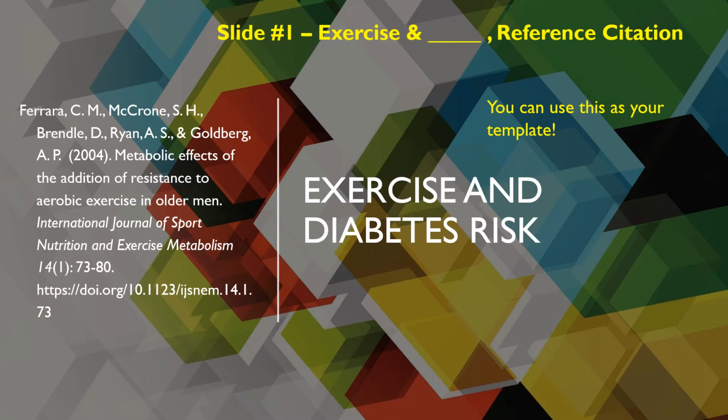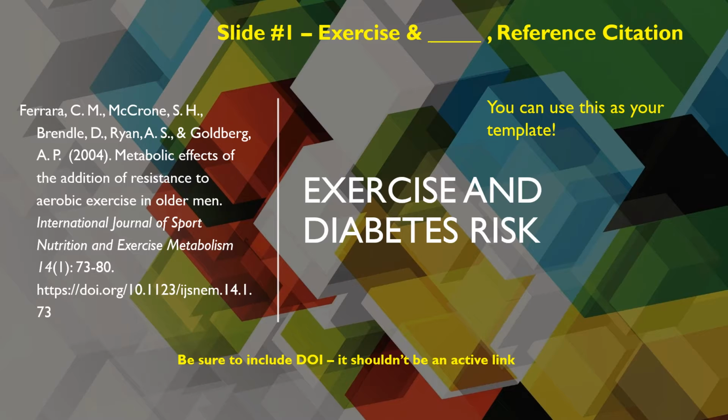So the first thing is slide number 1 is your title slide, and it has your title, which is, this article is looking at exercise and the risk of diabetes in older men. On the left hand side is the APA 7th edition citation, and you'll notice the format later that it's indented, and that there's also a DOI at the end of the citation, and it is not an active or hot link, so the hyperlink has been removed.